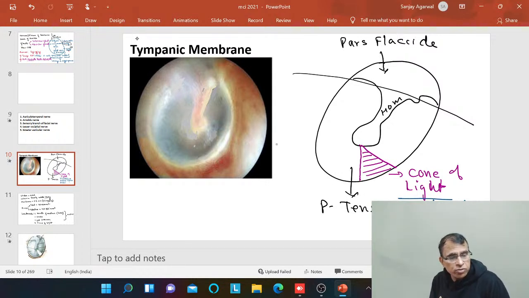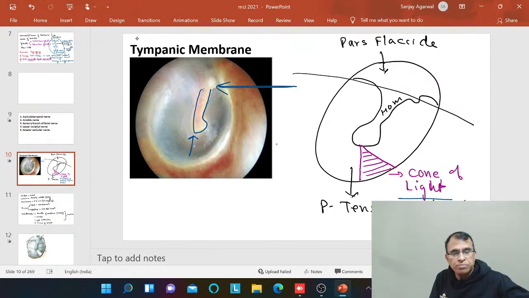So this is all that you have to know about the tympanic membrane, right? Now the image on the side, I'll point at the structures and you try to identify. I'm sure you can easily do it here. What is this whole thing? Handle of Malleus. What is this tip? Umbo. What is this tip? Lateral process. Right? Easy, very easy.